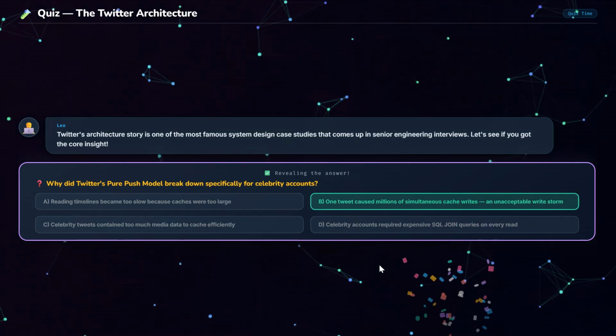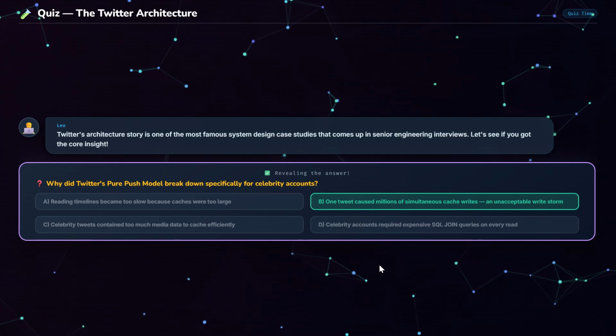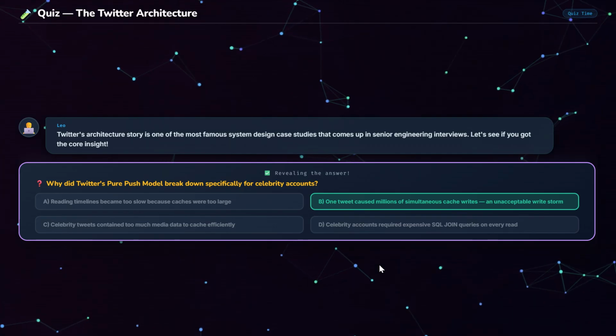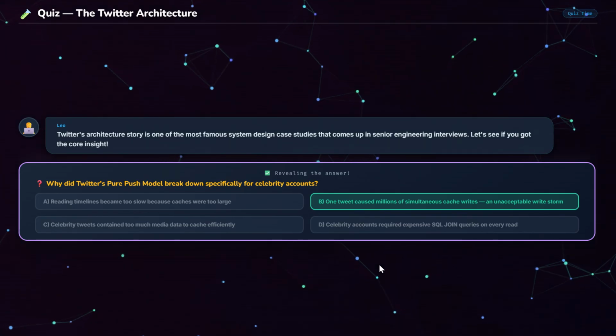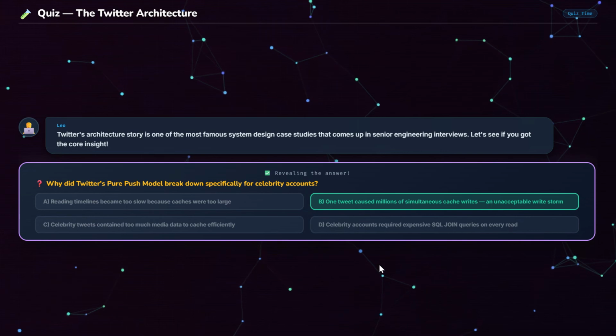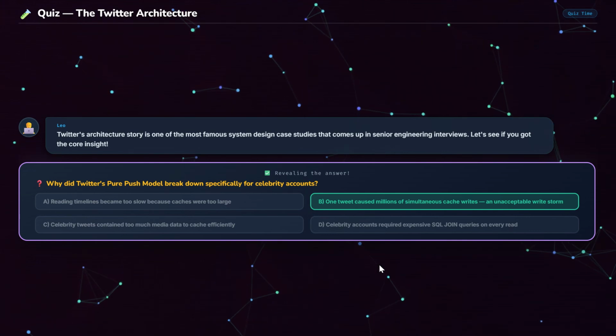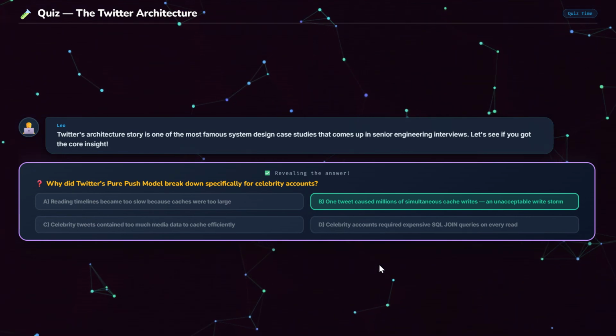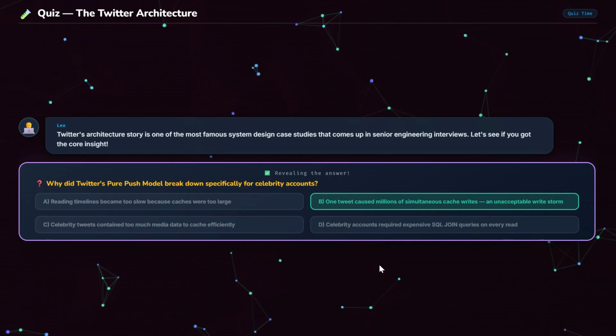Nailed it? One celebrity tweet triggered millions of simultaneous cache write operations, a write storm that overwhelmed the data center. The hybrid solution separates celebrities from normal users to prevent exactly this. Brilliant.